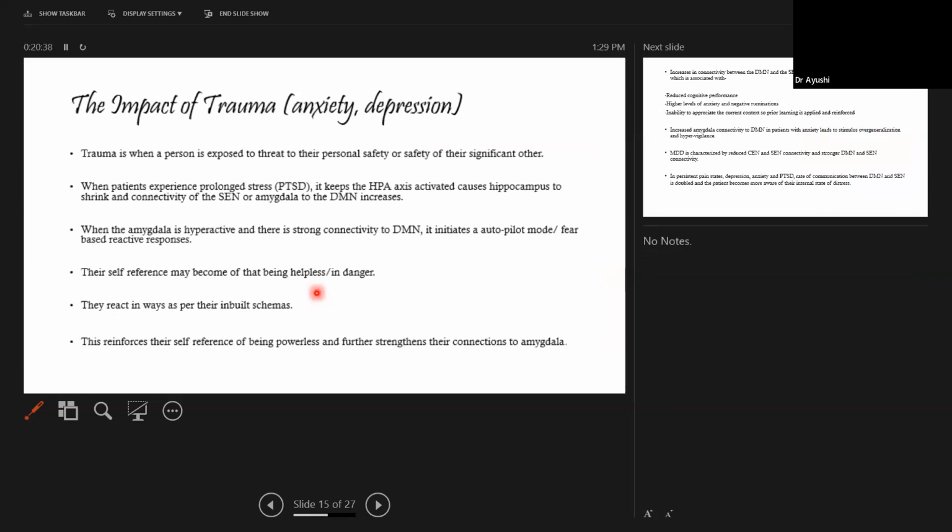Trauma, basically, what I said here was trauma. We all know it is when we are exposed to anything. Whenever there is prolonged stress, there is increased HPA axis, hypothalamic-pituitary-adrenal axis, activity. There are increased levels of cortisol.